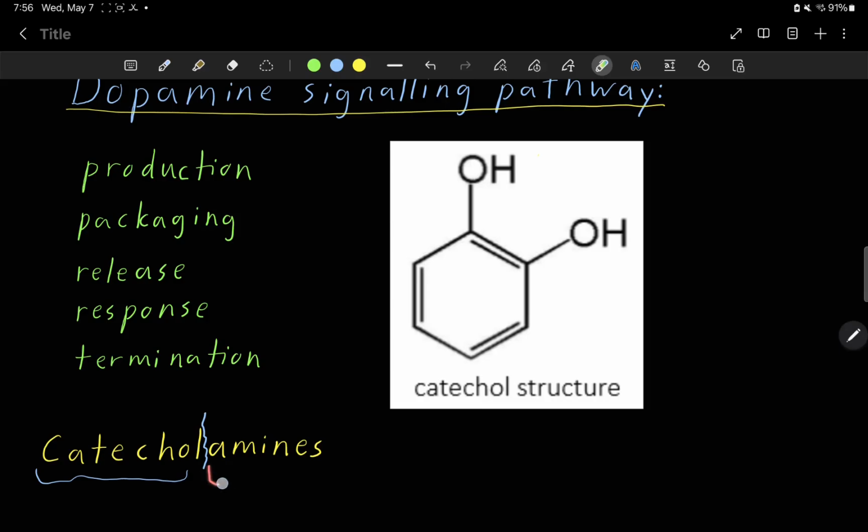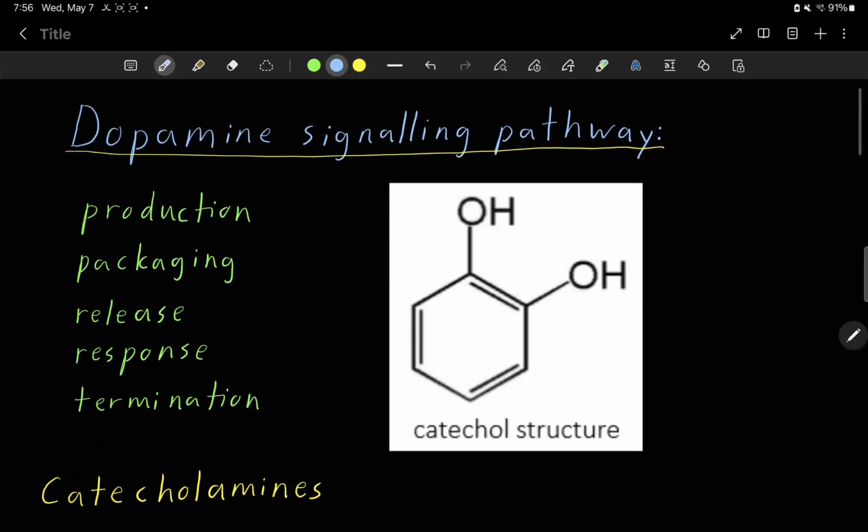And then the second half, amine, basically means that these messenger molecules have an amine group. So that's a nitrogen group bound to a couple of hydrogens. That's an amine group. So they're based around the catechol structure and they are amines. That defines catecholamines. And dopamine is an example of catecholamines. There's basically a pathway in which lots of different catecholamines can be produced and turn into other catecholamines. So let's look at this production pathway.